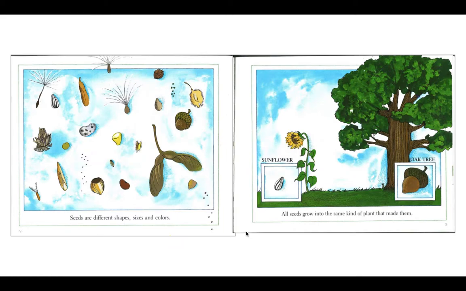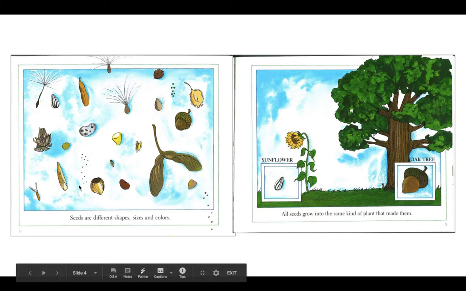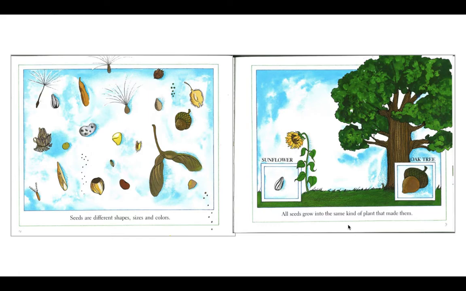Seeds are different shapes, sizes, and colors. These are all different seeds here. All seeds grow into the same kind of plant that made them. What that means is a sunflower seed would grow into a sunflower. An acorn, which is a seed from an oak tree, would grow into an oak tree.